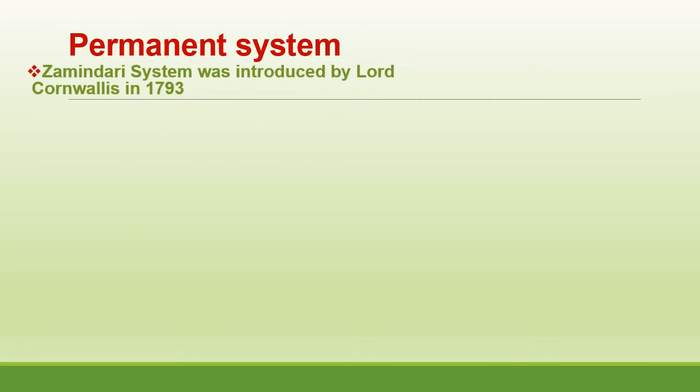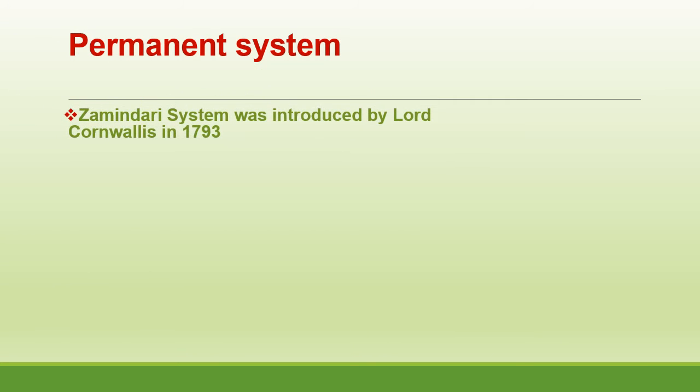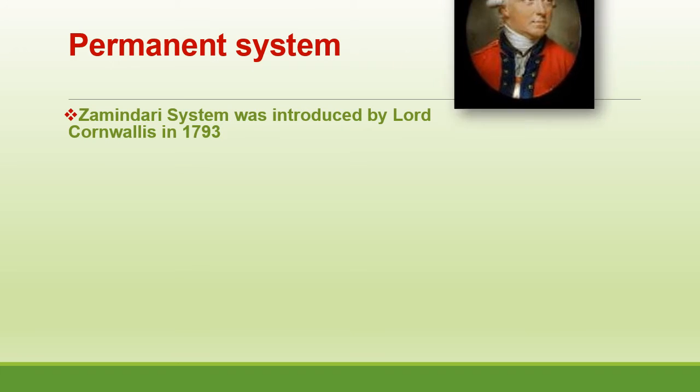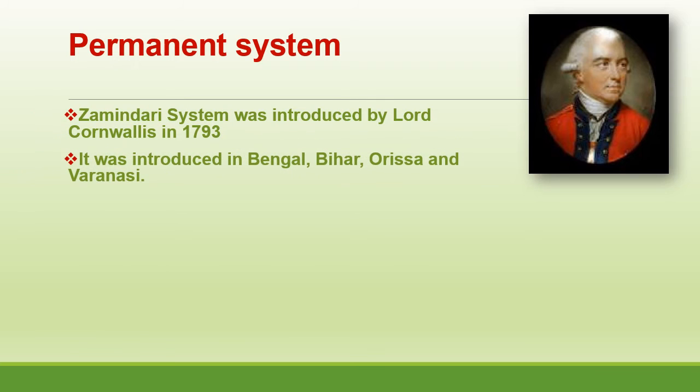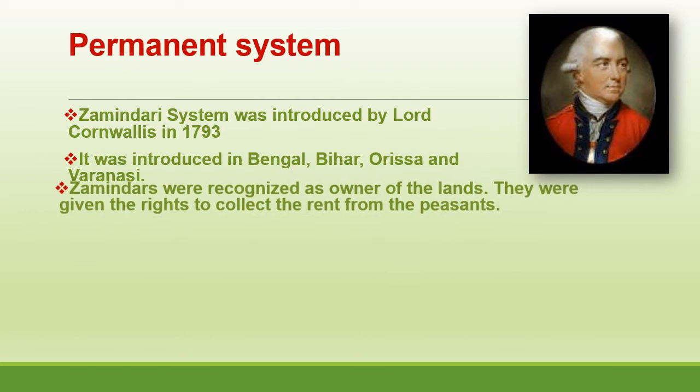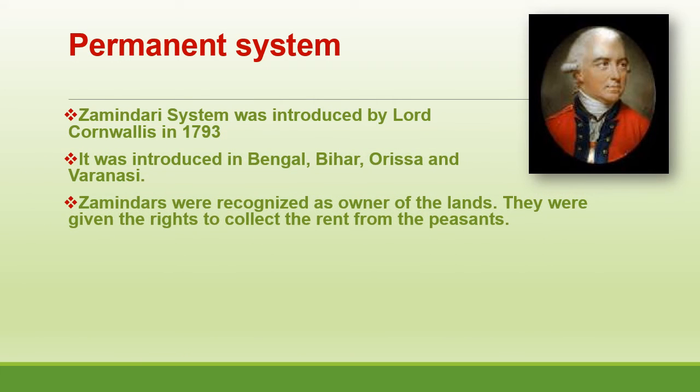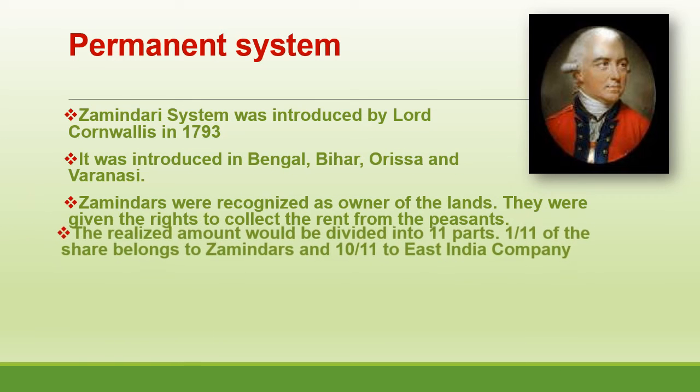Let's start with the Permanent Settlement. It is also known as the Zamindari system. It was introduced by Lord Cornwallis in 1793. It was introduced in the areas of Bengal, Bihar, Orissa, and Varanasi. Zamindars were recognized as owners of the lands. They were given the right to collect the rent from the peasants.